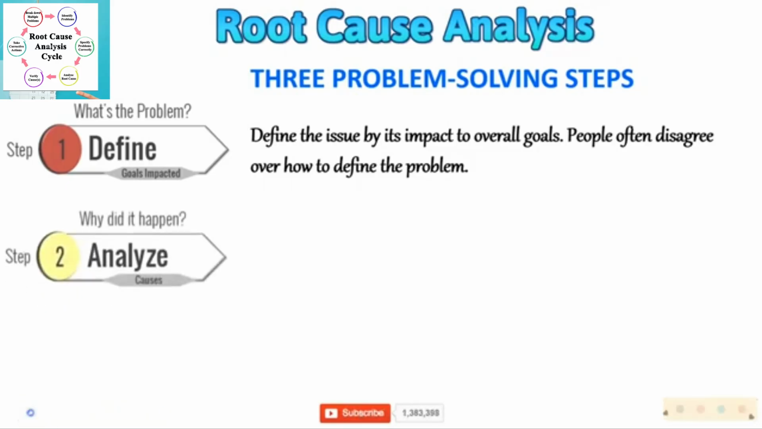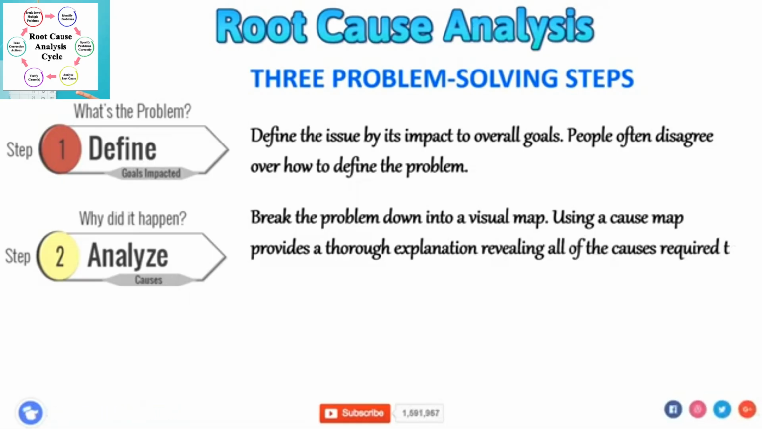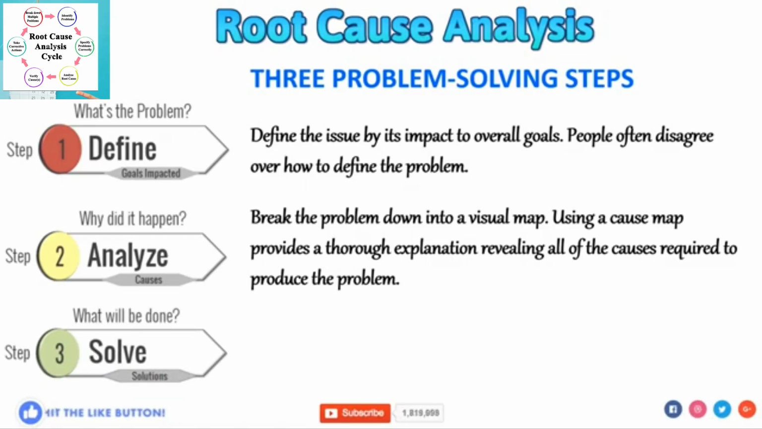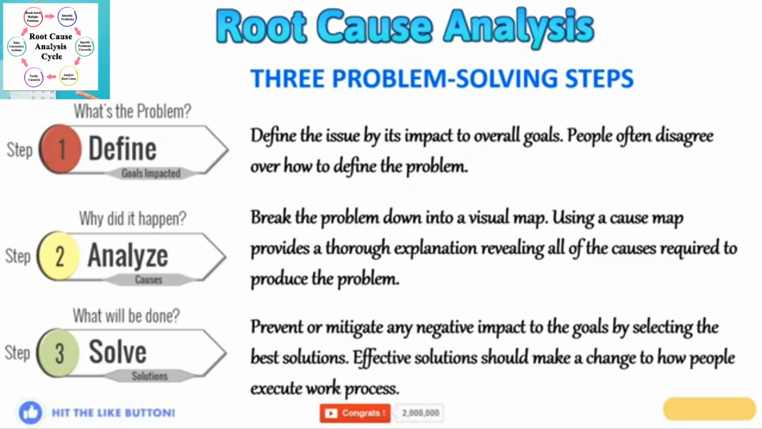Next is the analyze phase. Why did it happen? Here you will break down the problem into a visual map. Use a cause map, which provides a thorough explanation of all the causes required to produce the problem. Next is the solve phase. What will be done? Here you prevent or mitigate any negative impact to the goal by selecting the best solutions. Effective solutions should change how people execute the work process.